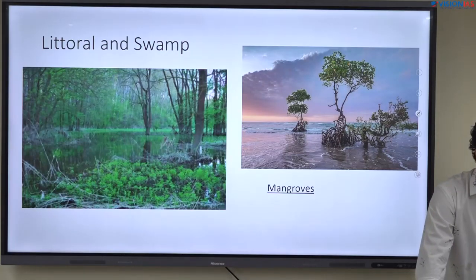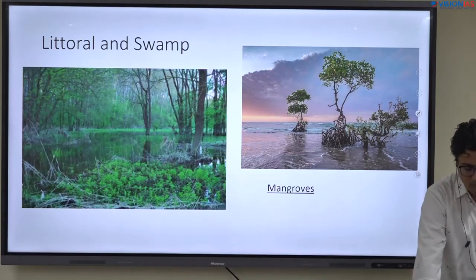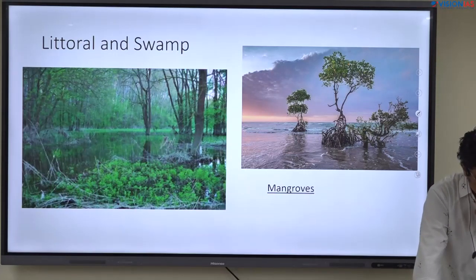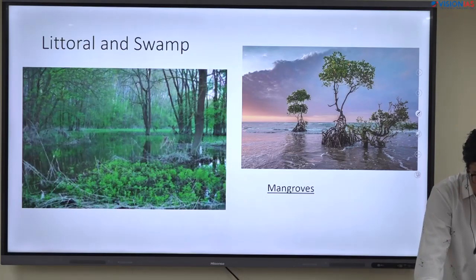So this forest is also known as deltaic forest, because it is present in the delta. Now read this yourself and try to see the hints. Littoral and swamp, page number 6.